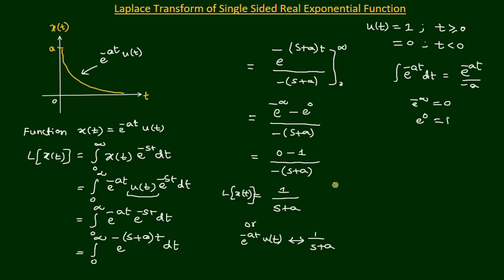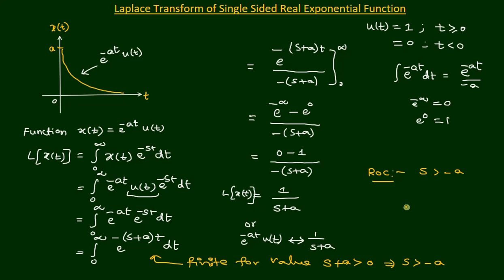Now we write the ROC of this function. We can find it from the integral 0 to infinity e^(-(s+a)t) dt. This integration is finite for the value of s + a greater than 0, which gives us s greater than -a. So the ROC of this is s greater than -a.